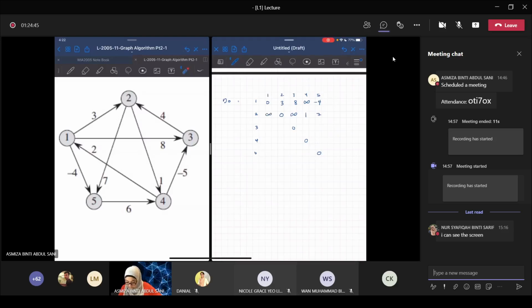Node 3 can go to none. Oh, 3 can go to 2, with a value of 4. Unreachable ones we put infinity. Node 4 can go to 1 and 3 with values 2 and -5. Unreachable ones we put infinity. Node 5 can only go to 4 with the value 6, and the rest are unreachable, so infinity.